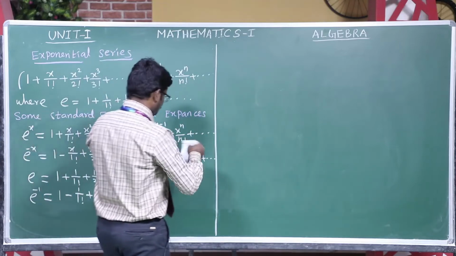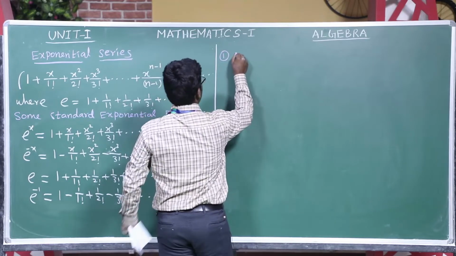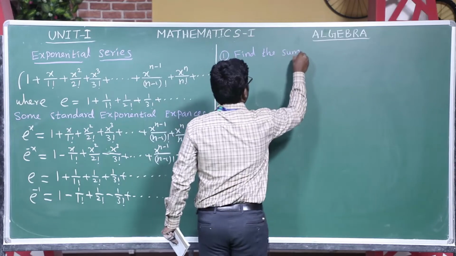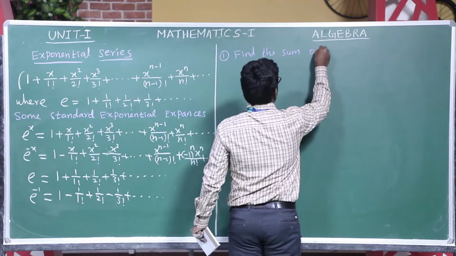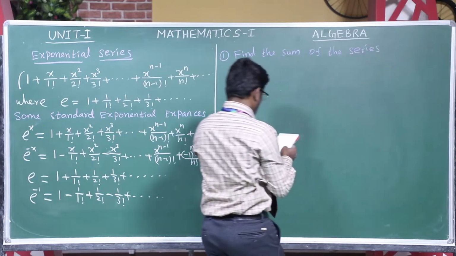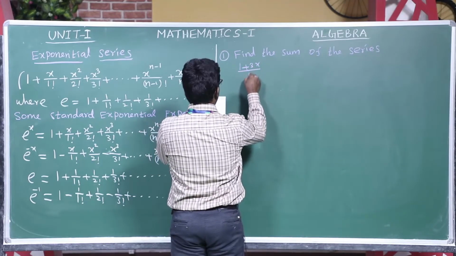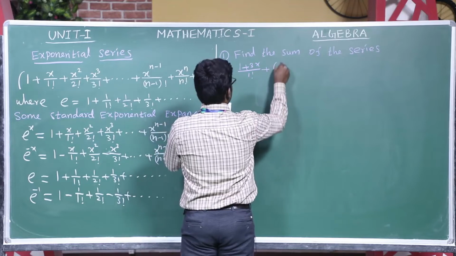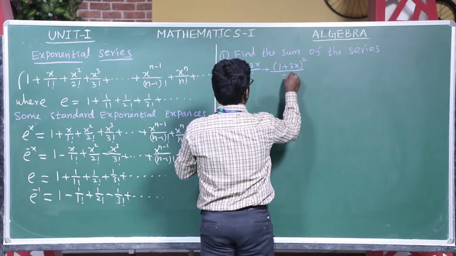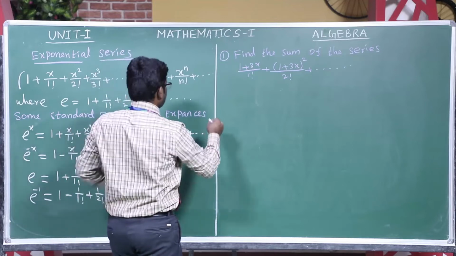Problem number 1. Find the sum of the series 1 plus 3x by 1 factorial plus 1 plus 3x the whole square by 2 factorial plus etc. It's going on. Solution.